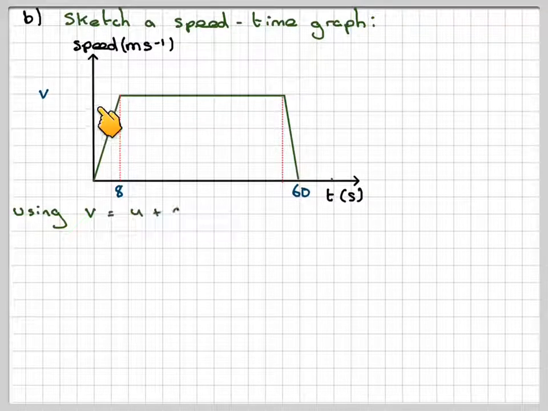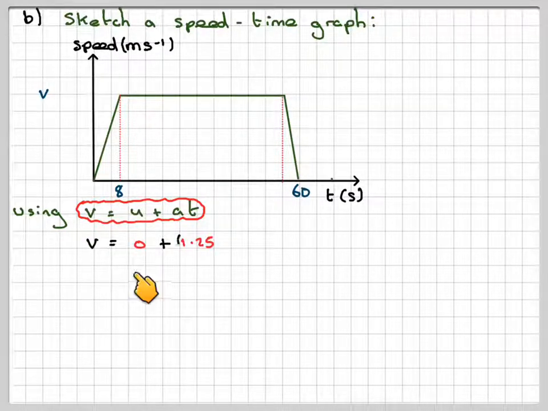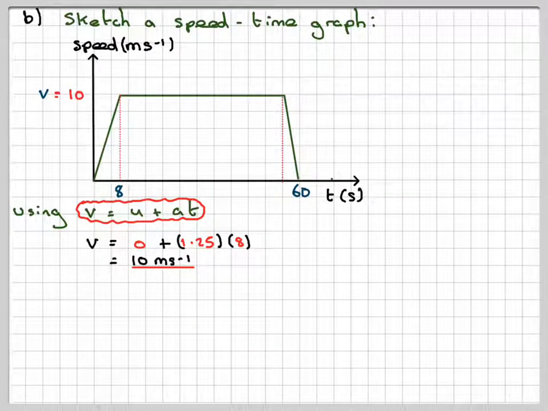Right, we've got to find the value of v. So we're using v is equal to u plus at. The initial speed is 0, the final speed we need to find, and the acceleration we know to be 1.25, and it does that in 8 seconds. So v is equal to 0 plus 1.25 times 8, which gives me exactly 10 meters per second.